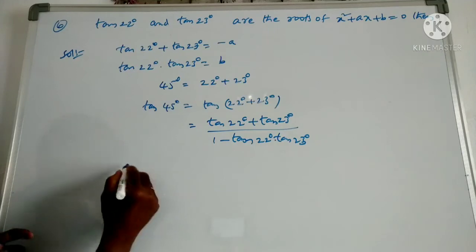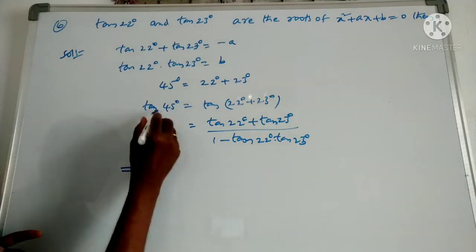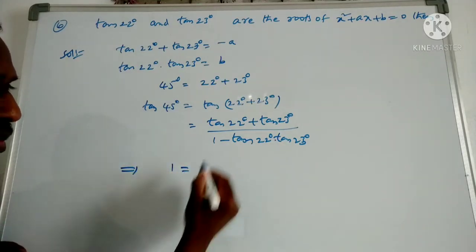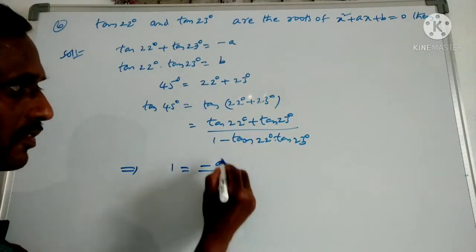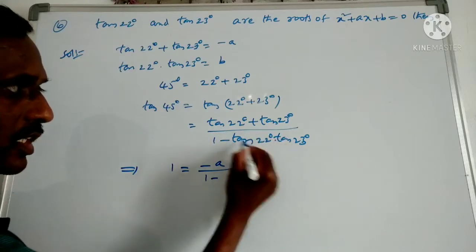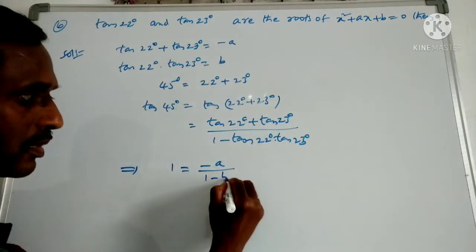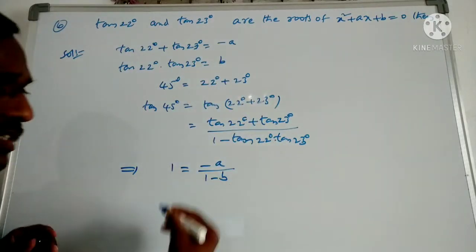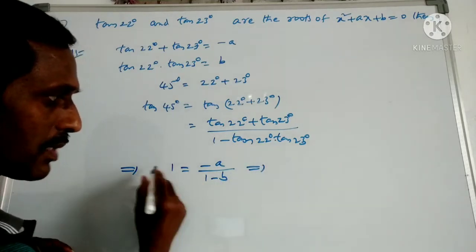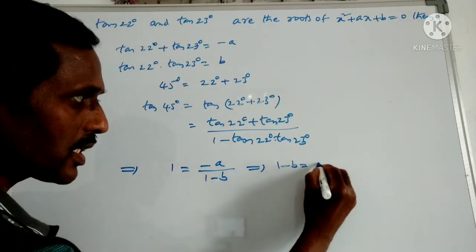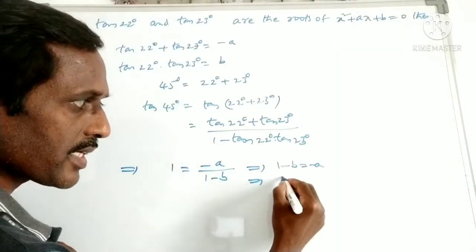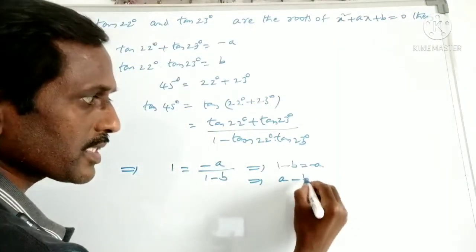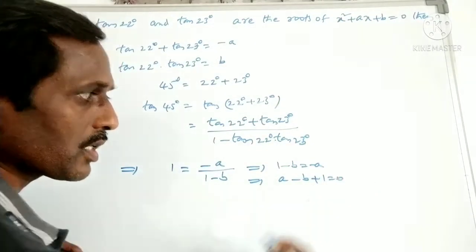1 is the value. So this implies tan 45, the value 1, equals the sum of the roots, which is minus a, divided by 1 minus the product value, which is b. Now simplify this to find the condition. Cross multiplication gives 1 minus b equals minus a. Finally, take a to the other side: a minus b plus 1 equals 0.